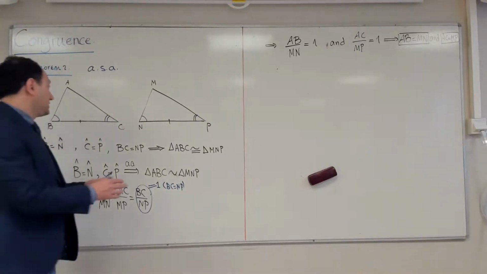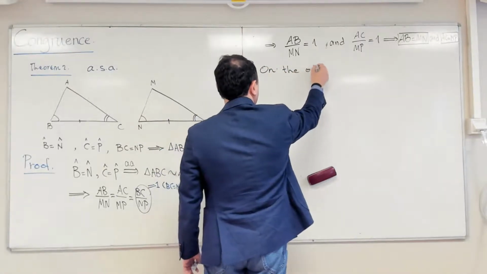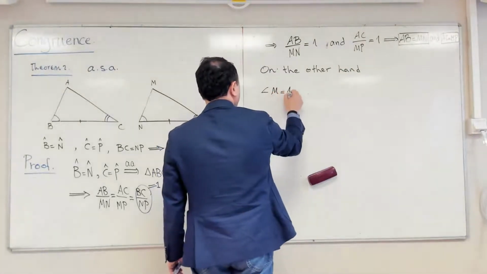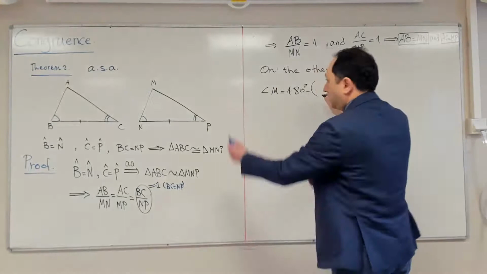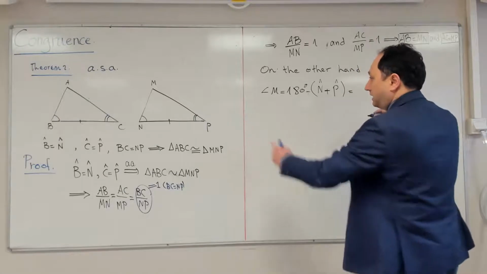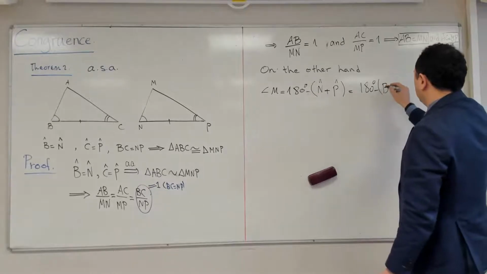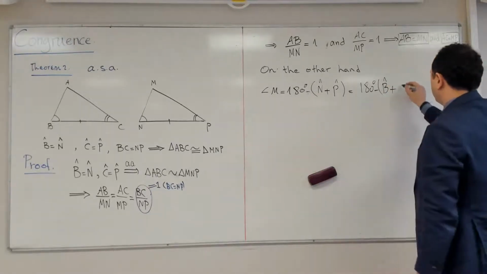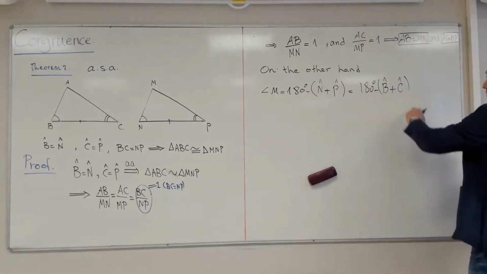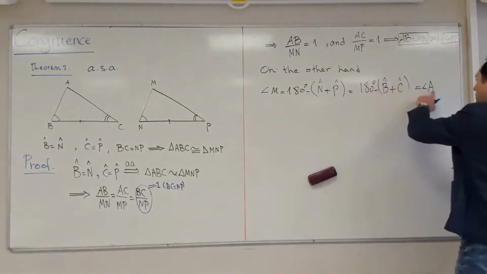So for example, if I want to write angle M, on the other hand, angle M is equal to 180 minus angle N plus angle P. But you told me angle N is equal to angle B. So instead of N, I put B. And you told me that angle P is equal to angle C. So instead of P, I put C. But now let us go to the left-hand side triangle. What is this one? This is exactly angle A. So I was able to show that angle M is also equal to angle A.